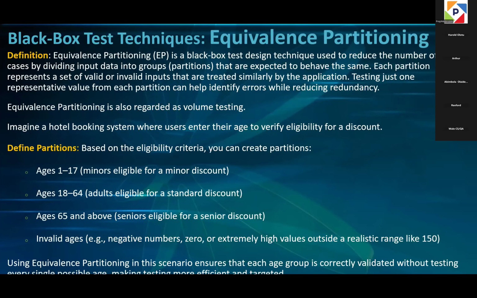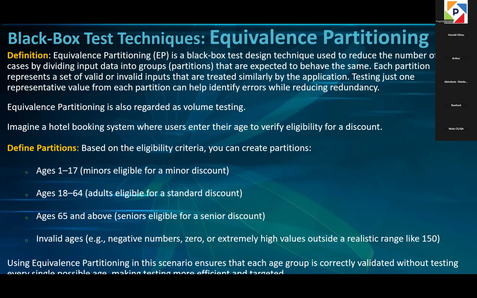So we look at equivalence partitioning. Equivalence partitioning is a black box test design technique used to reduce the number of test cases by dividing input data into groups, that is partitions, that are expected to behave the same. Each partition represents a set of valid or invalid inputs that are treated similarly by the application. Testing just one representative value from each partition can help identify errors while reducing redundancy.